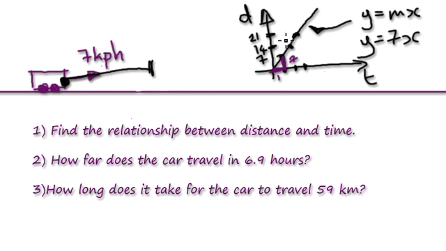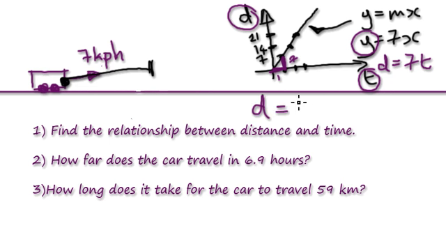So the relationship here, because we're talking about d, the y we can replace with d. So d equals 7, and our x in our mind is x, but here x is t. So we can say d equals 7t. So the relationship between distance and time is distance equals 7t.